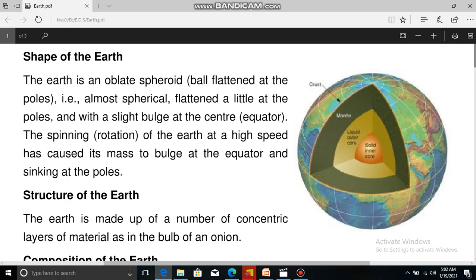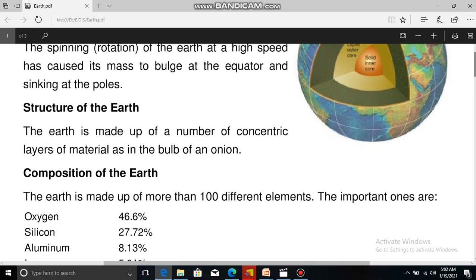So we discussed that the Earth has a spheroid shape. The spinning rotation of the Earth at a high speed has caused its mass to bulge at the equator and sink at the poles. Structure of Earth. Earth is made up of a number of concentric layers of material, like the layers in a bulb of an onion.